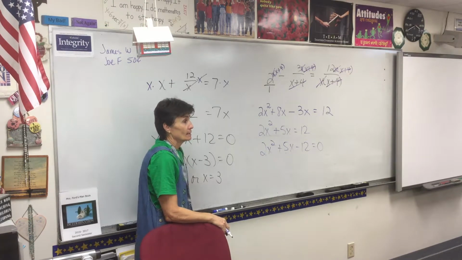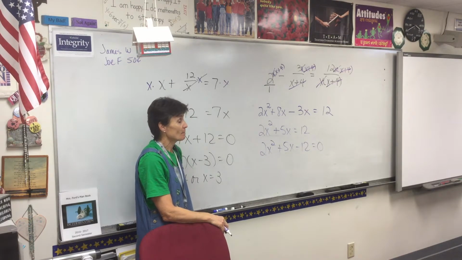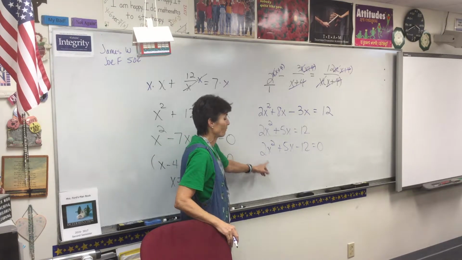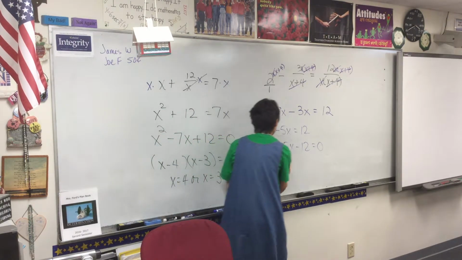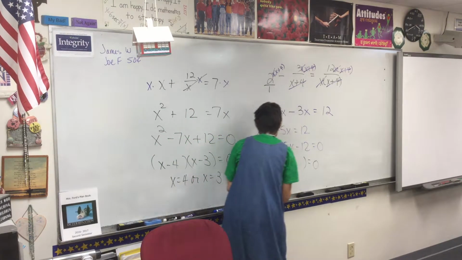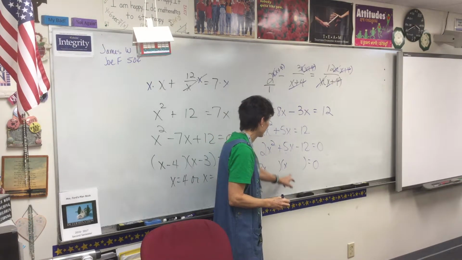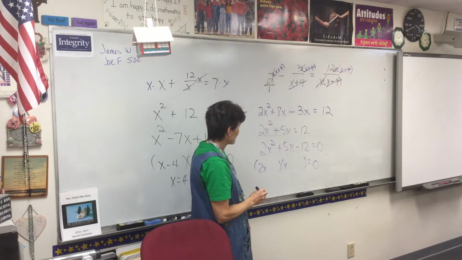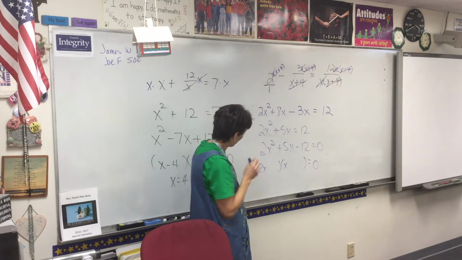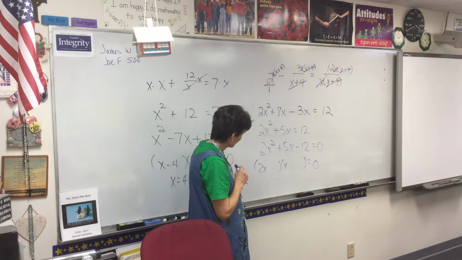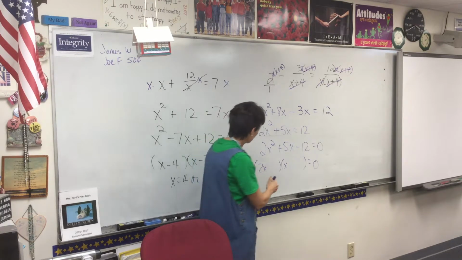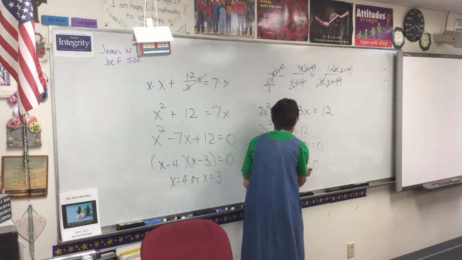Now, it factors, but some of you don't like to factor when there's a number out here in front. But it does factor. The 2x and x, that's how you get 2x squared. Now I need things that are going to give me 12. 3 and 4 seems to be a good option.